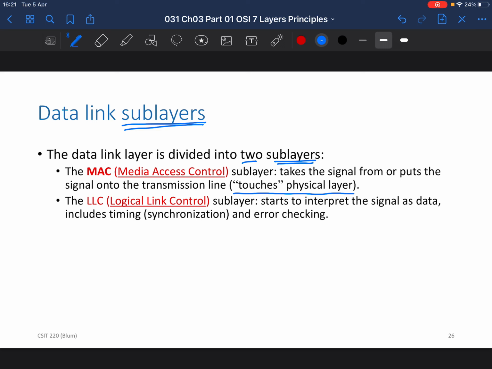The LLC, Logical Link Control sublayer, starts to interpret the signal as data, and includes timing or synchronization and error checking. So LLC, Logical Link Control, involves synchronization and error checking, while MAC, Media Access Control, involves the transmission line. It takes and puts the signal onto the transmission line.